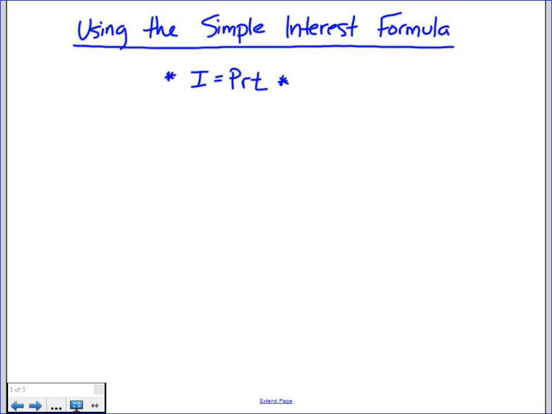We're going to look at how to use the simple interest formula to calculate variables other than the interest. We're looking at how to calculate P, R, or T. So for our first example, let's say that our interest is $415. Our principal is $1,300. Our rate is unknown. I don't know my rate. And my time is 5 years.